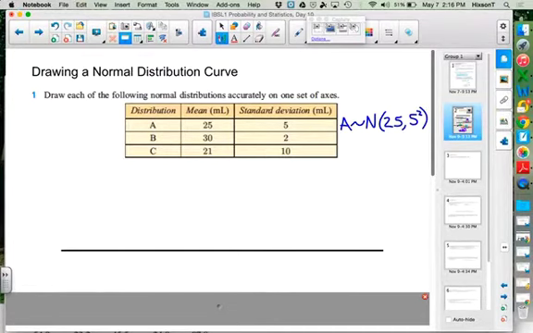Wait, aren't we supposed to put 25 instead of 5? You can write 25, or you can leave it as 5 squared. This is a very common way of writing it, just to help you remember that it's standard.